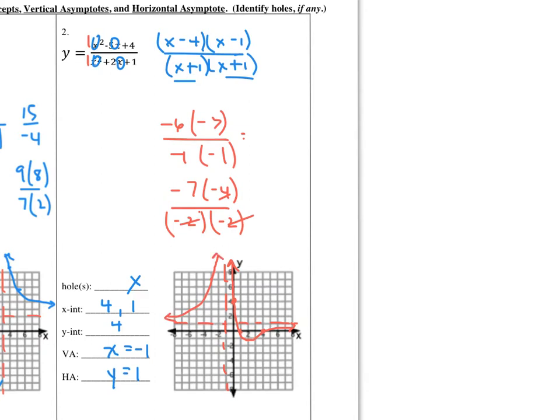All right, so here's another example like one of the ones from yesterday where you do have a graph crossing the horizontal asymptote. All right, on to page 2.